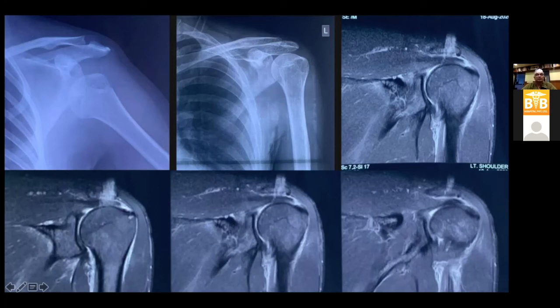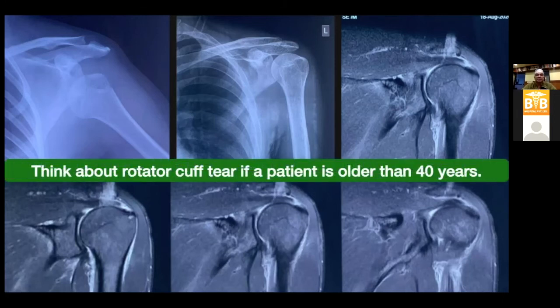So whenever we get an elderly patient, especially above 40 years, we must think about the rotator cuff. Unless we exclude a rotator cuff tear, we should not dispose of our patient just by saying that we have reduced his or her shoulder into place.